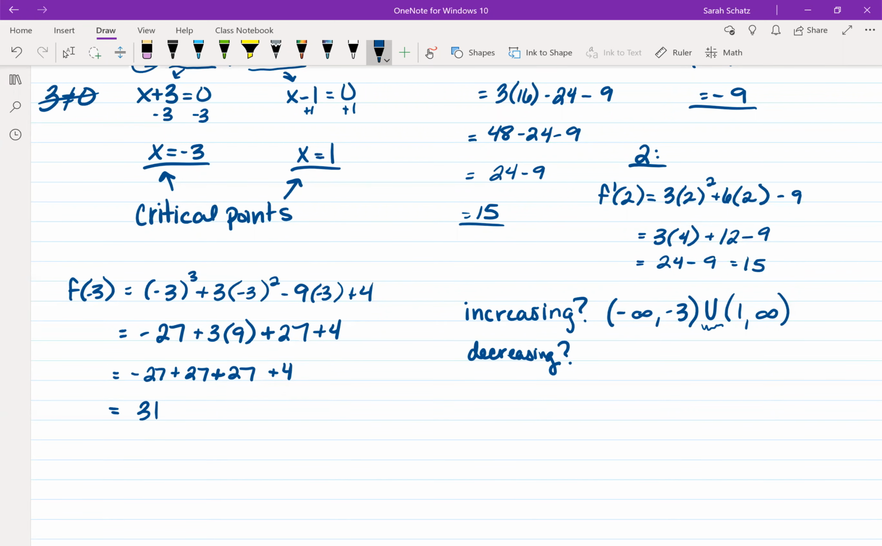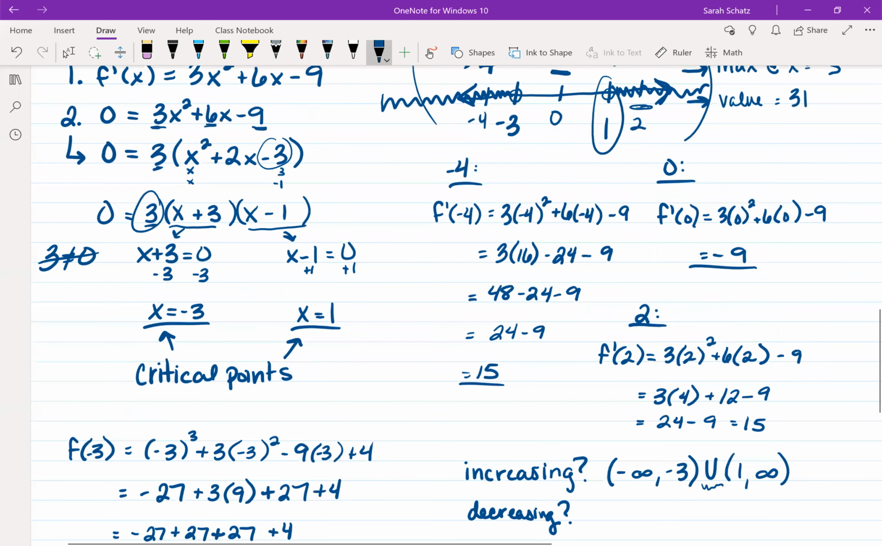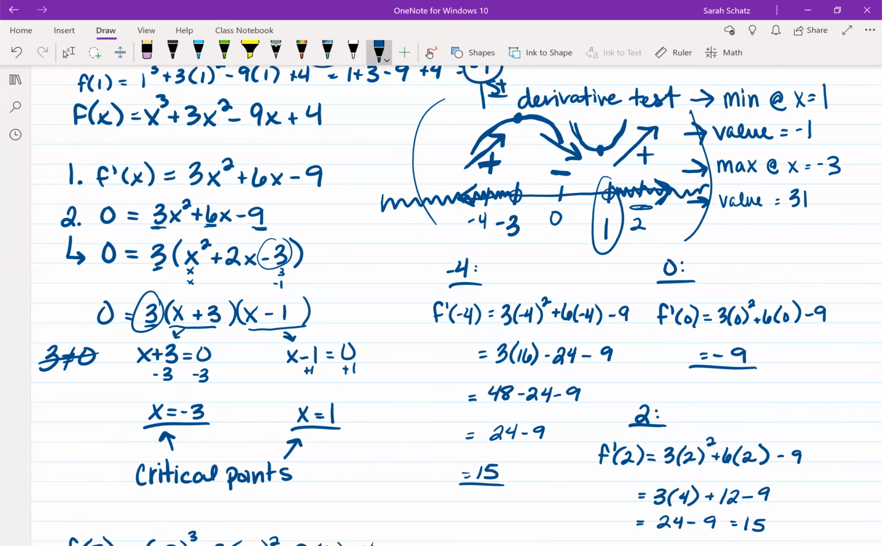We did have a decreasing interval. So go back up to your number line. It's the one with the minus. So it's this one here. We are decreasing from negative 3 to positive 1.